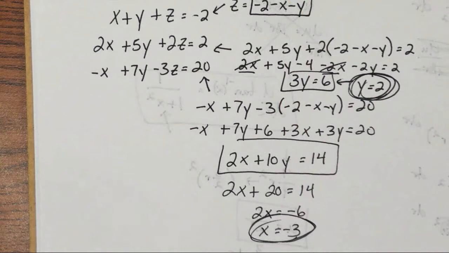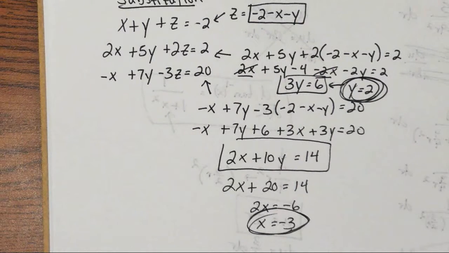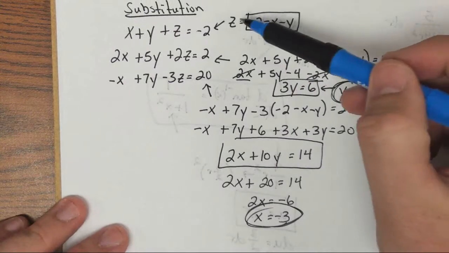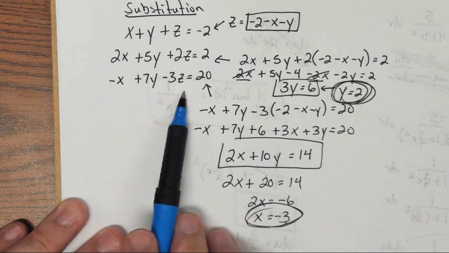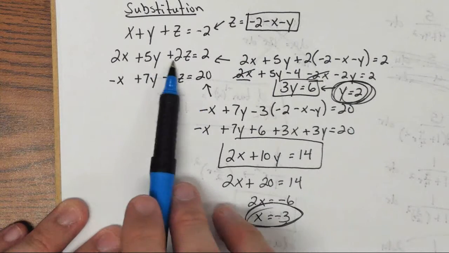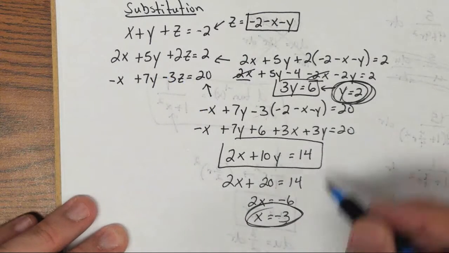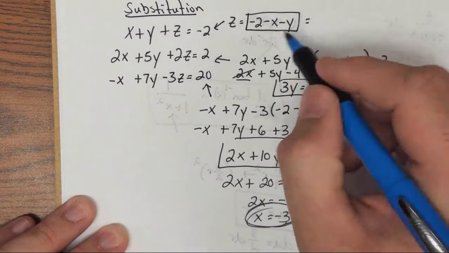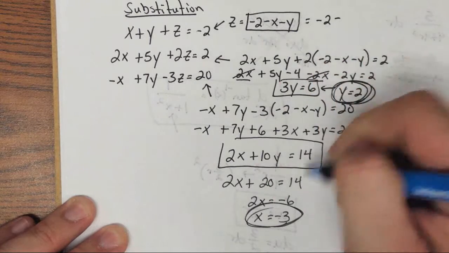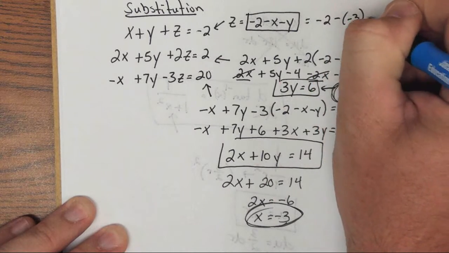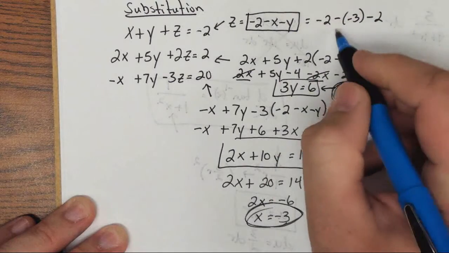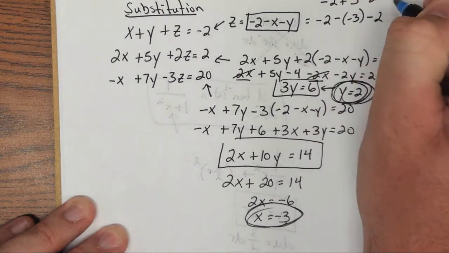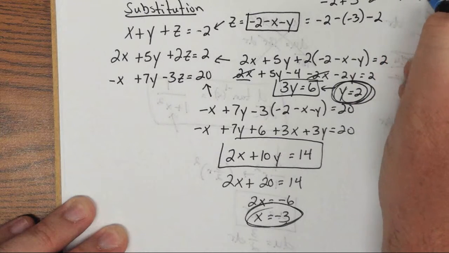And here's the rule, guys. You can plug this in anywhere. It doesn't matter what equation you plug it in. Pick any of them. You can plug it into where you solved it for z. You can plug it into the bottom equation, x and y, to find z. You can plug it in here. It does not matter. This is usually the easiest place since it's already solved for z. Z is equal to -2 minus x, which is -3, minus y, which was 2. So that's going to be -2 plus 3 minus 2, which is -1. And that is the value for z.